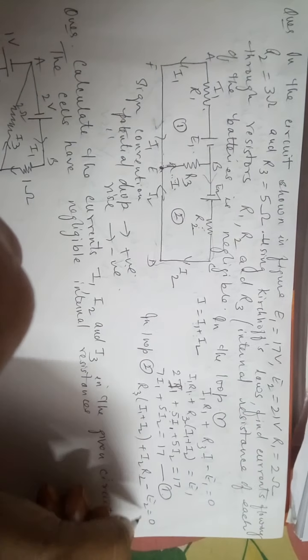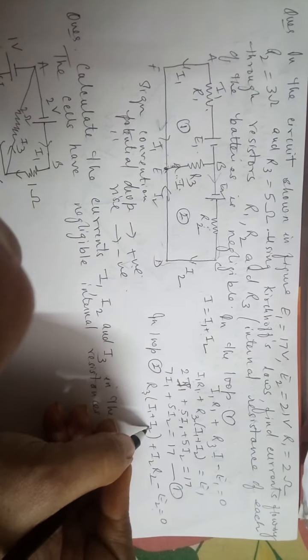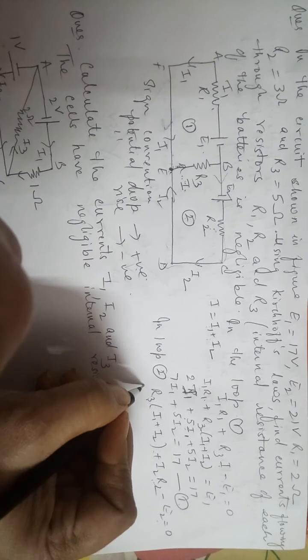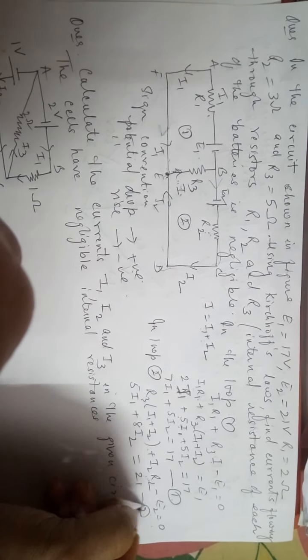Let us substitute for R3, R2 and E2. R3 is 5, so it is 5 I1 plus 5 I2, and this is R2. So if we take it together, we get the equation 5 I1, and here it is 3. So 5 plus 3, 8 I2 is equals to, if it goes this side positive, so it is 21. So it is equation number 2.